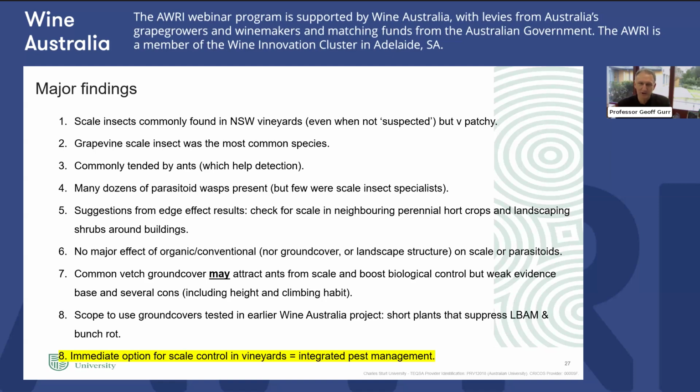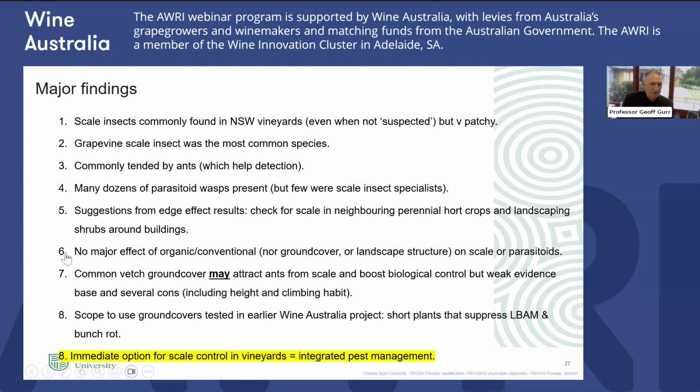Many dozens of parasitoid wasps were present in the sampled vineyards, but few of those were scale insect specialists. A suggestion from the edge effect results is that it'd be useful, I think, to check for scale insects in neighbouring perennial horticultural crops and in landscaping shrubs around buildings on the property, in case they are a harbour or a refuge for scale insects that could spill over into the nearby vineyards.